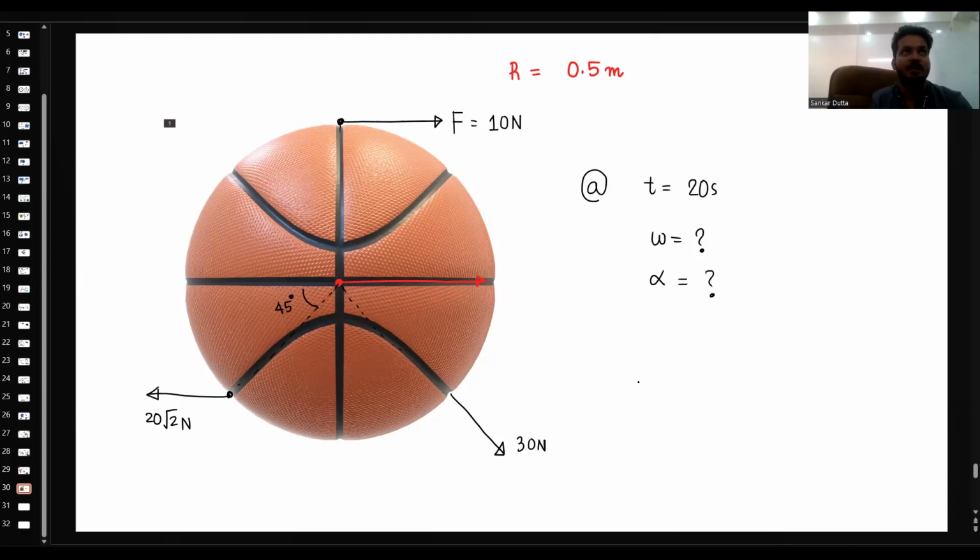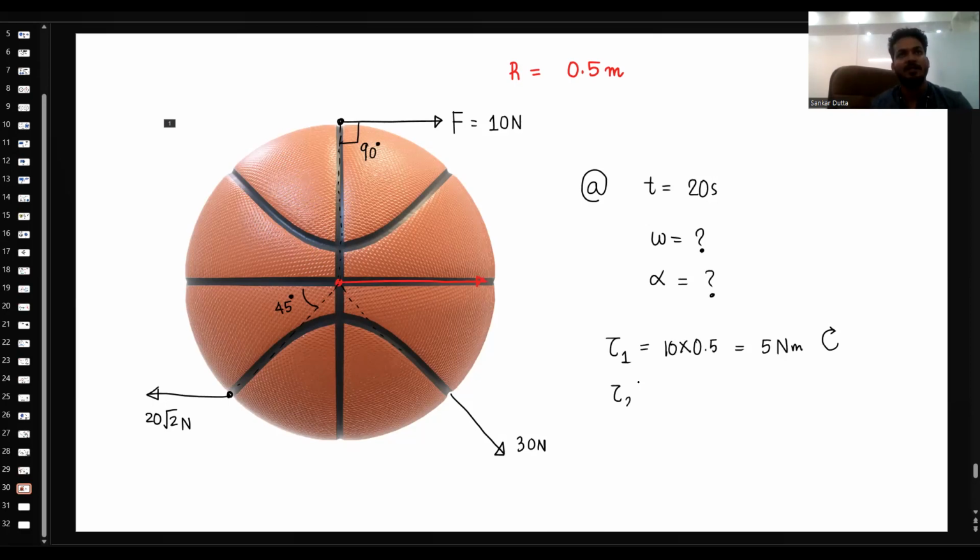Okay. First of all, I need to figure out how much these forces are applying torque. It is given to us that the radius is 0.5 meter. And the first force, the 10 Newton force, which is acting on the top, is making 90 degrees with the radius, right? So the torque because of the 10 Newton force is going to be 10 into 0.5. And because the angle is 90 degrees, sine 90 is 1. And this is going to be equal to 5 Newton meter. And this is a torque that's trying to rotate the ball in a clockwise manner, right?